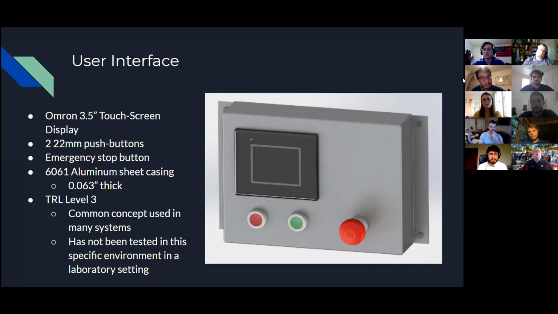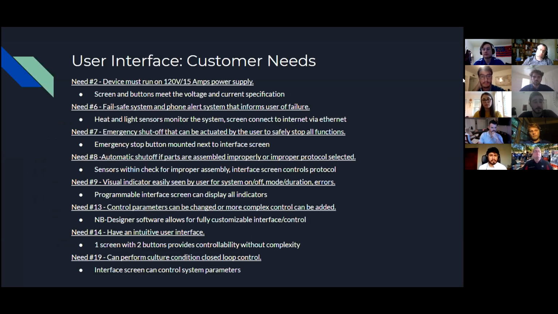Next slide, please. This subsystem satisfies 8 customer needs. The first 2 we put our focus on were need number 2 and need number 7, which involve giving the subsystem enough power to run and also being able to shut down the incubator in case of an emergency. These 2 needs were met by ensuring that the screen and the buttons met the 120 volt and 15 amp voltage and current specifications, and also including the emergency stop button from the previous slide.